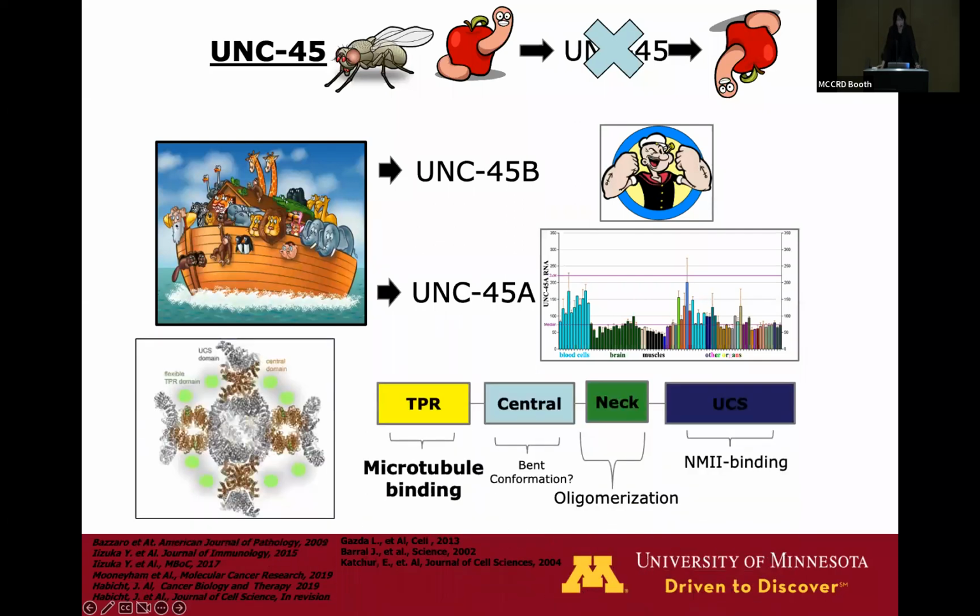In terms of what it looks like, it's a 944 amino acid protein, 100 and some kilodaltons. It has an N-terminal domain, which we have recently shown is required for binding to microtubules. It has a central domain that is considered to be required for bend conformation. This is a protein that bends and oligomerizes, or at least the worm isoform of it. And then it has a C-terminal domain that is required for myosin II binding.